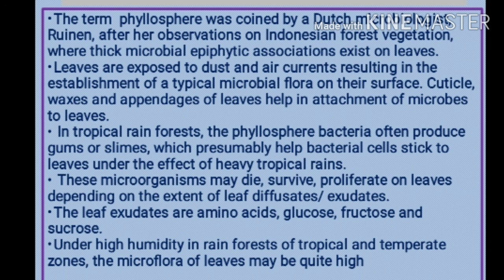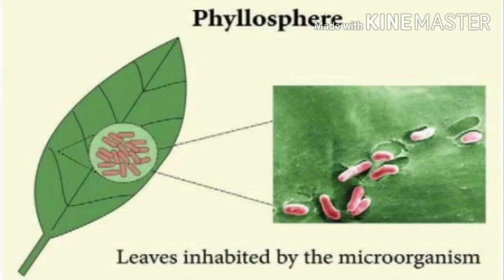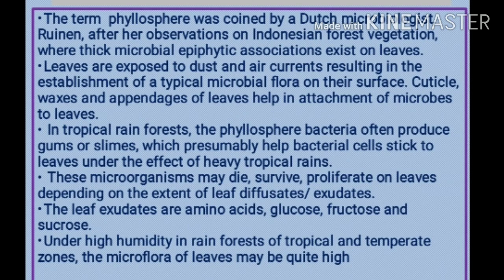Microorganisms may die, survive, or multiply on the leaf depending on the leaf exudates or diffusates. The leaf exudates include amino acids and sugars like glucose, fructose, sucrose, etc. Under high humidity in rainforests of tropical and temperate zones, the microflora of leaves may be very high. In highly humid conditions, the number of microorganisms is very high compared to low humid conditions.